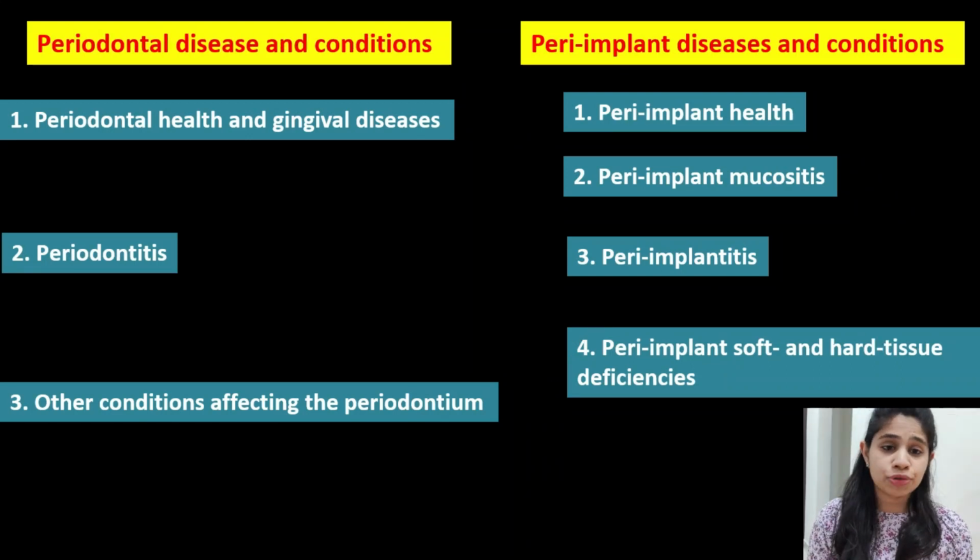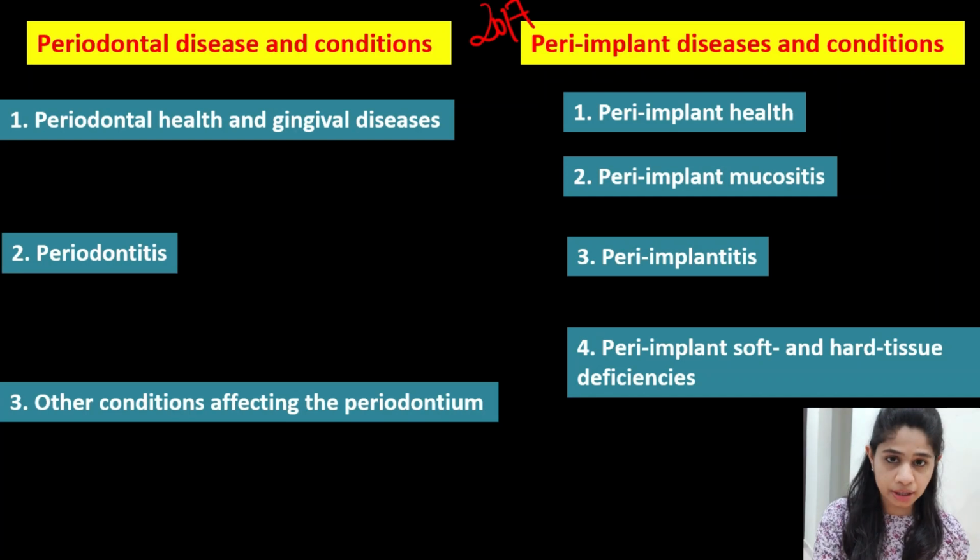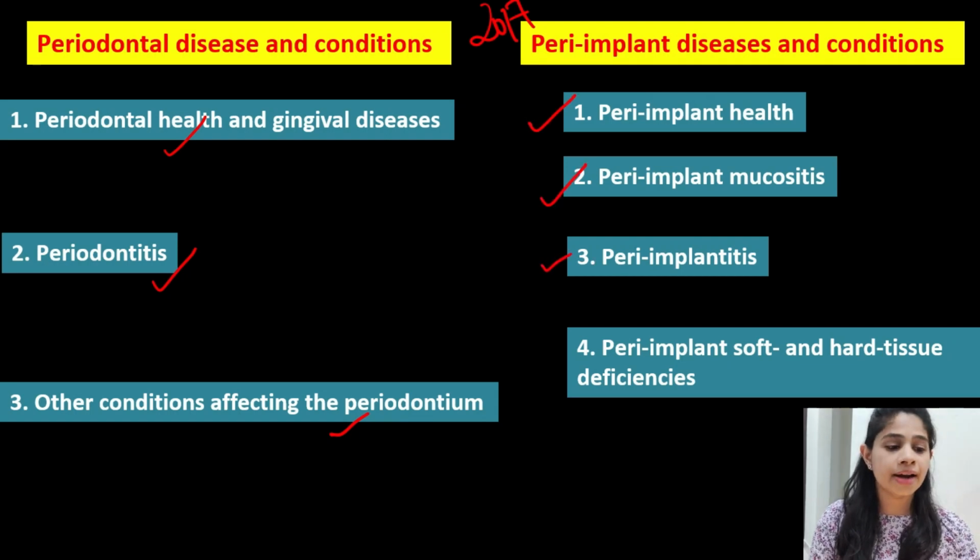So to quickly recapitulate the 2017 classification system, it is divided into two main categories, the periodontal conditions and peri-implant conditions. Now periodontal conditions tackle the periodontal health with gingival diseases, the periodontitis conditions and the other conditions affecting the periodontium. Whereas the peri-implant diseases tackle the peri-implant health, the peri-implant mucositis, the peri-implantitis and ultimately the peri-implant soft and hard tissue deficiencies.